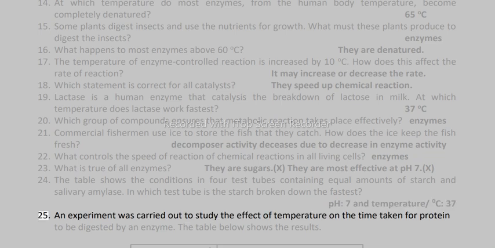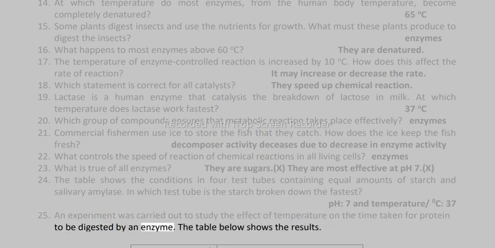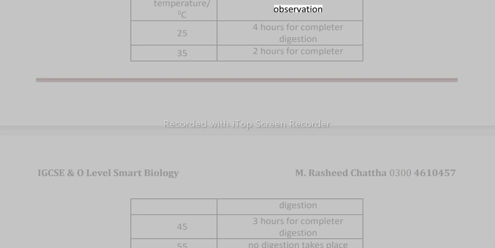25. An experiment was carried out to study the effect of temperature on the time taken for protein to be digested by an enzyme. The table below shows the results. Temperature, observation: 25 °C, 4 hours for complete digestion; 35 °C, 2 hours for complete digestion.